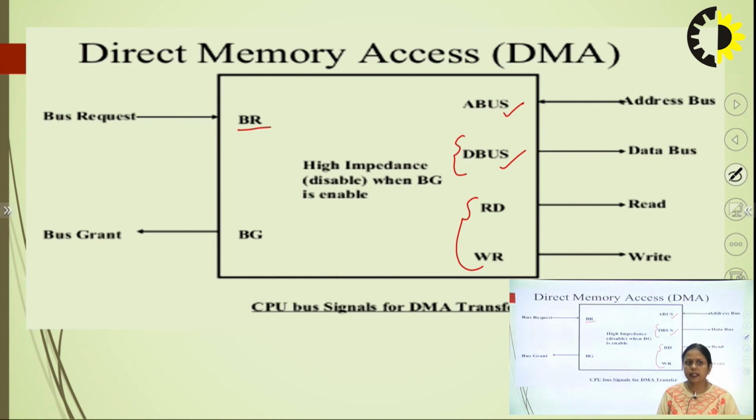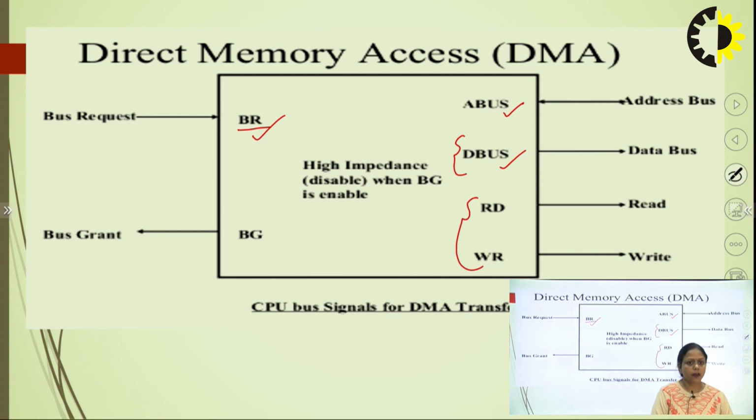So, these are the main buses, and the CPU has control of these buses. This control will be transferred to the DMA controller when it requests the buses. When the bus request signal is sent by the DMA controller to the CPU, then the bus grant signal will be sent by the CPU to the DMA controller.